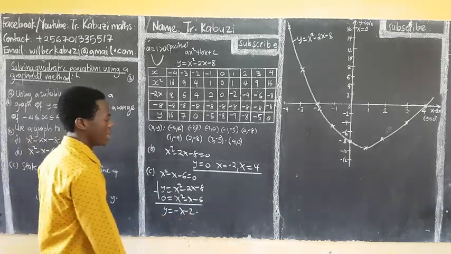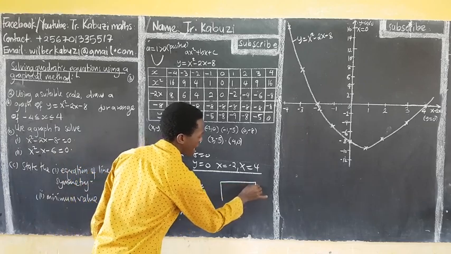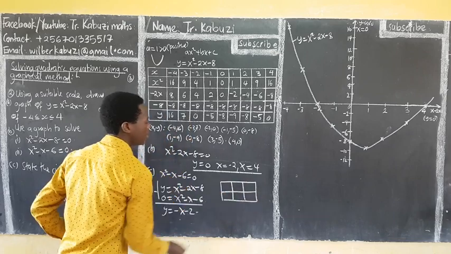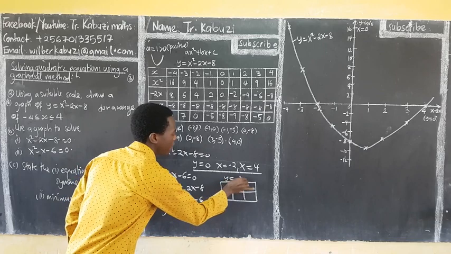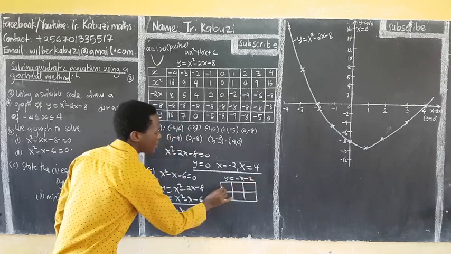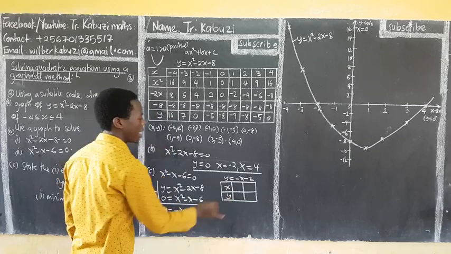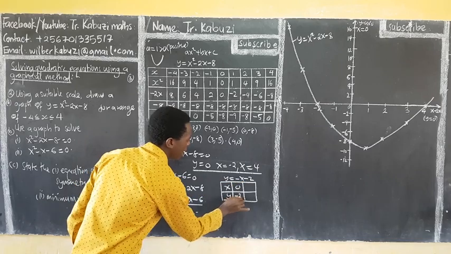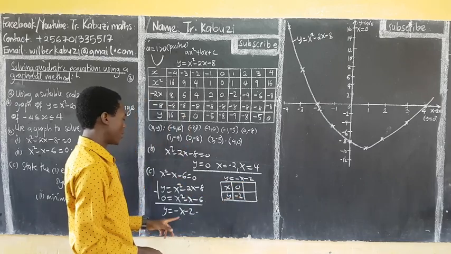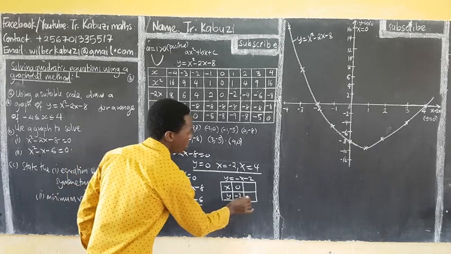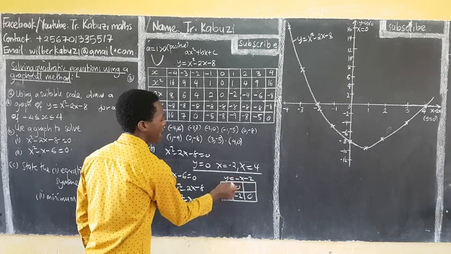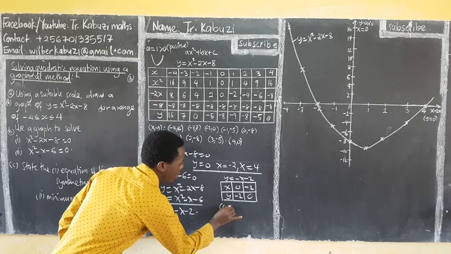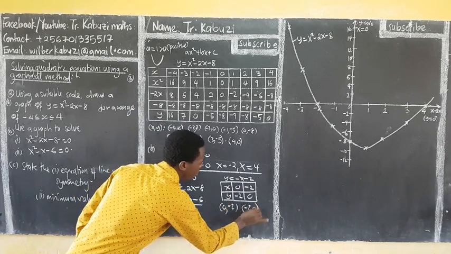To plot this line, we need 2 points on that line. The easiest method is to use the intercept method. You draw this table for the line y is equal to negative x minus 2. You need the x coordinate and the y coordinate. When x is 0, you have 0 minus 2, which will be negative 2. When y is 0, you'll be having x equal to negative 2. So now the points are going to be (0, negative 2) and (negative 2, 0).